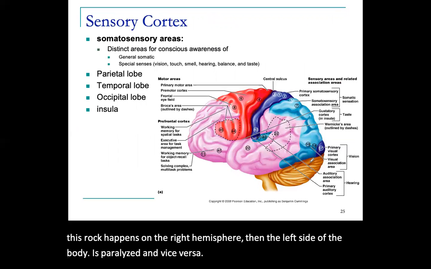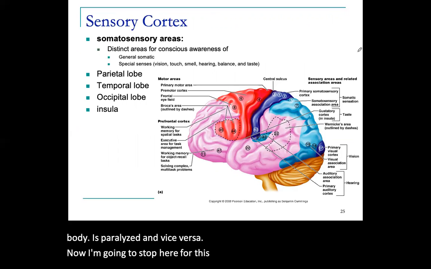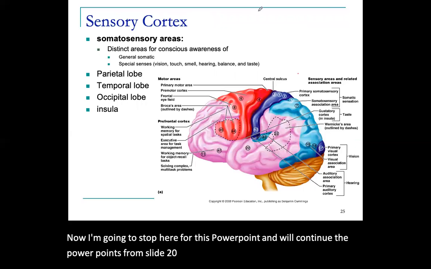Now, I'm going to stop here for this PowerPoint, and we'll continue the PowerPoints from slide 25 for the second part of this lecture.